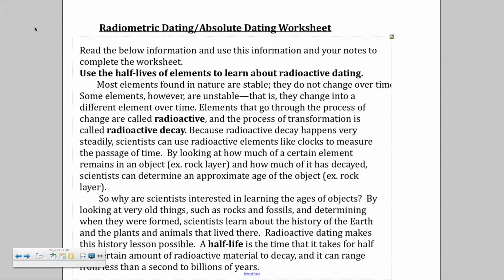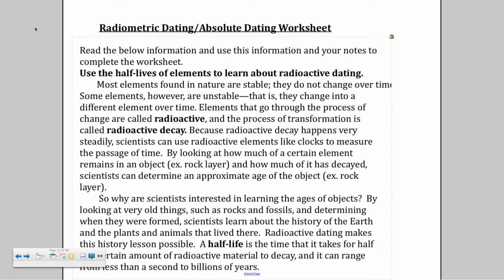So with that being said, I need a volunteer to read the instructions for me, just the instruction portion. Janie. Read the below information and use this information in your notes to complete the worksheet. Use the half-life elements to learn about radioactive dating. Excellent. So we know what we're doing. A lot of this is comprehension. You have to be able to understand what you're being asked so that you know what exactly you're doing. All right, can I get someone to read the first paragraph to me?